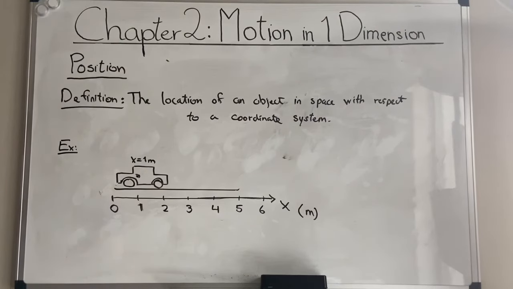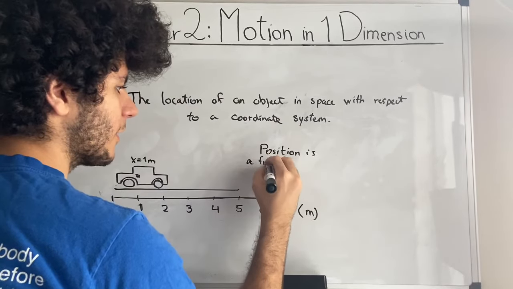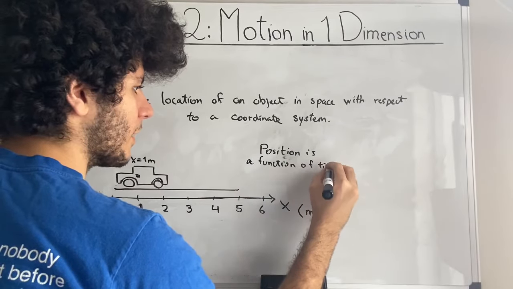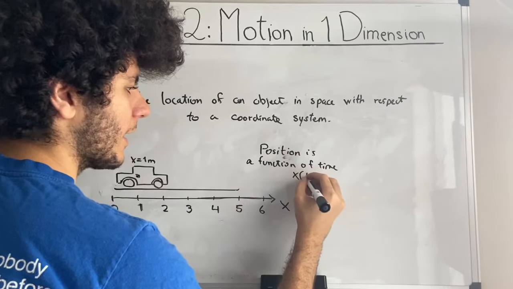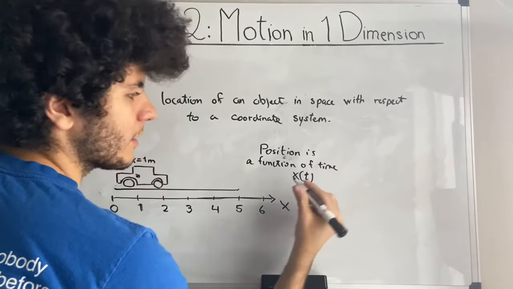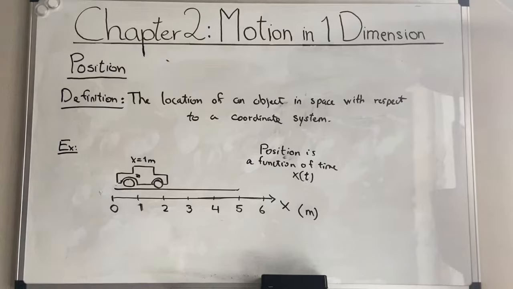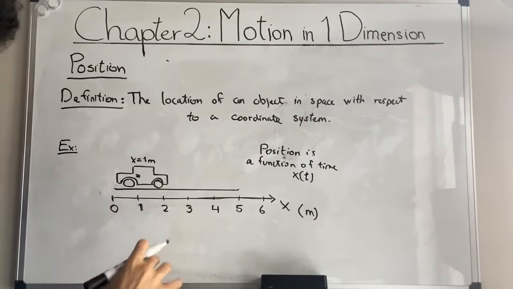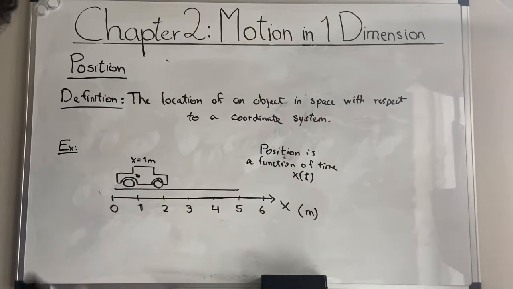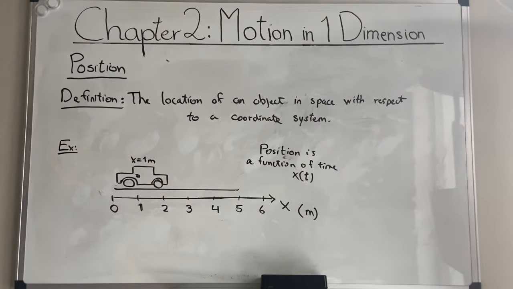Another very important notion is that position is a function of time, right? Position is a function of time. And we're going to write the function of position like this: x of t, where x is the position, as I've shown here, and t is the time that has elapsed, right? So at t equal to 3, the car is likely going to be at a different location. At t equal to 7 seconds, I suppose, x is going to be another value, depending on wherever the car is in its travels.